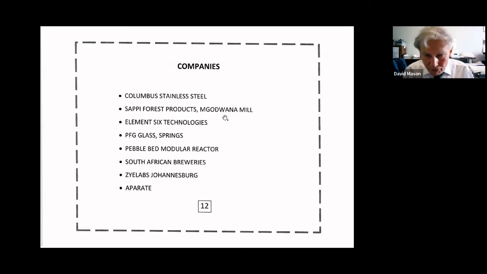Nedbonwana Mill. We went down and visited them one day. It was very interesting to see around the mill. That's in Mpumalanga. Element 6 Technologies, that's De Beers, that was diamond problems. PFG Glass was interesting problems on glass. Pebble Bed Modular Reactor, the nuclear reactor. South African breweries. Xylabs, it's a technology company in Johannesburg. And Apparate is a company that helps urban farmers and rooftop farmers.